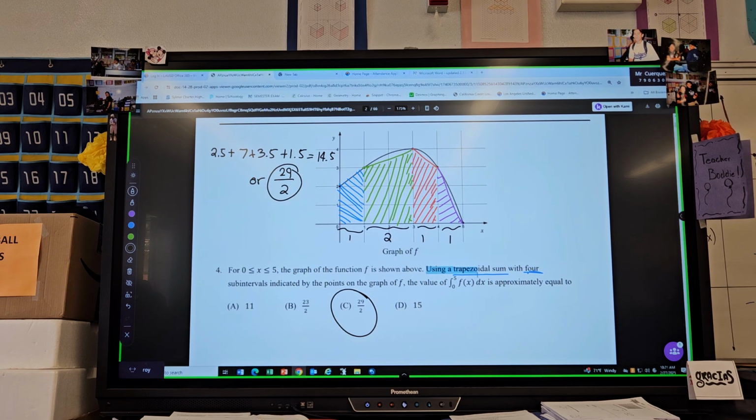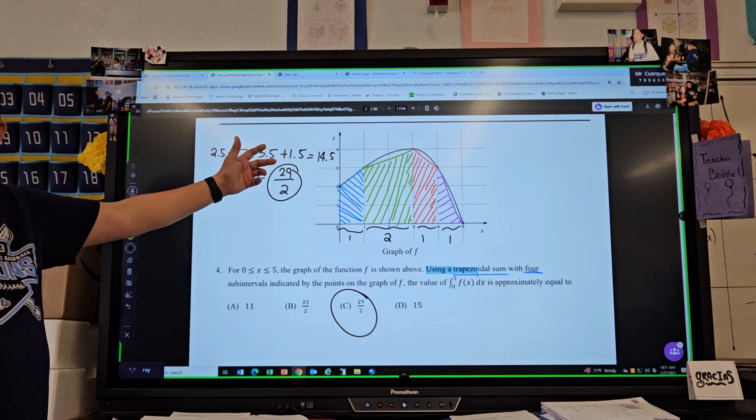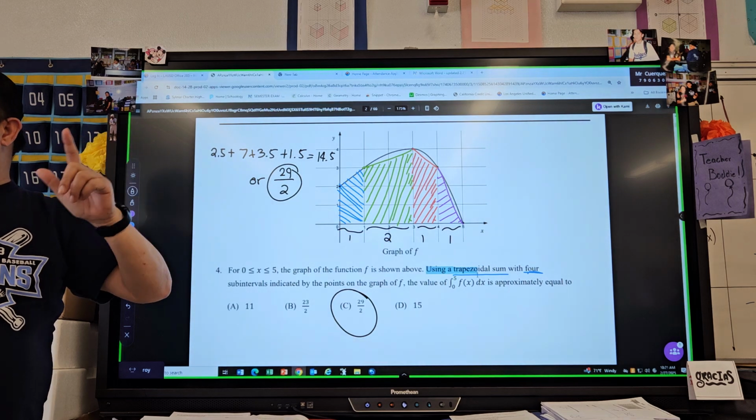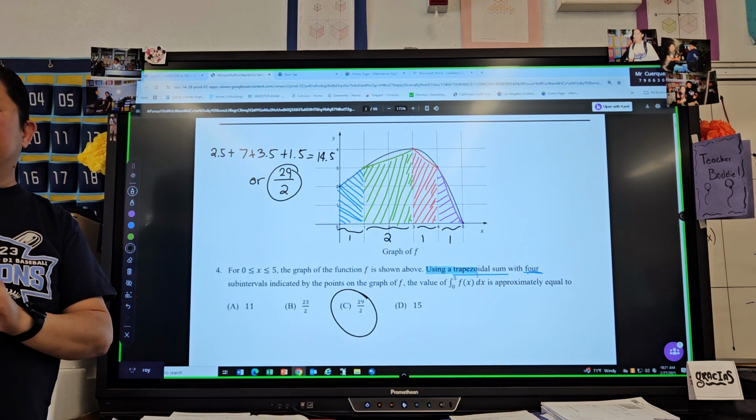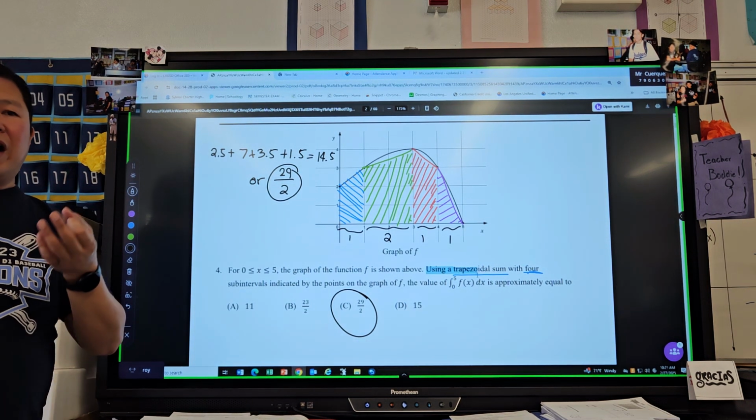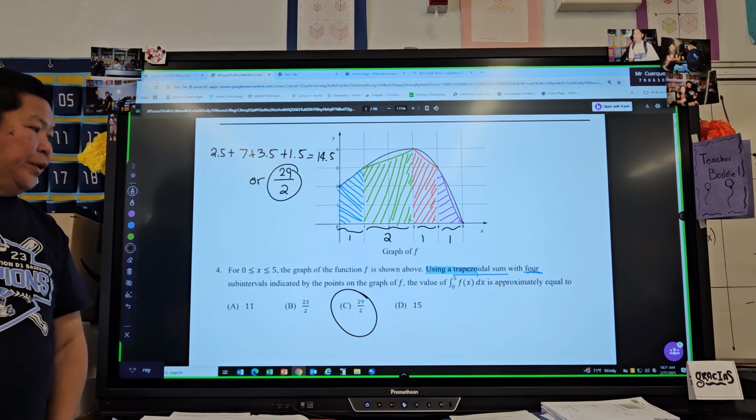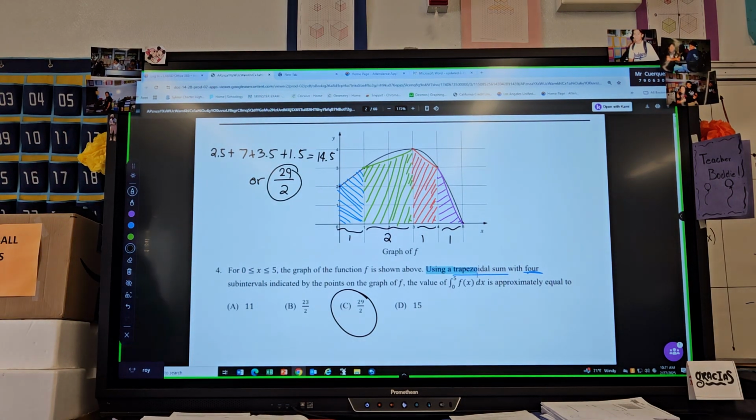And that is how many points for multiple choice? 1.2 for multiple choice. But free response, 3 points. So how to do free response here?